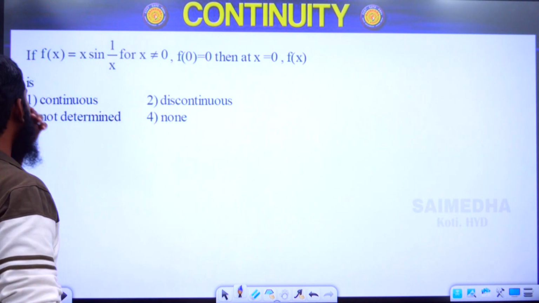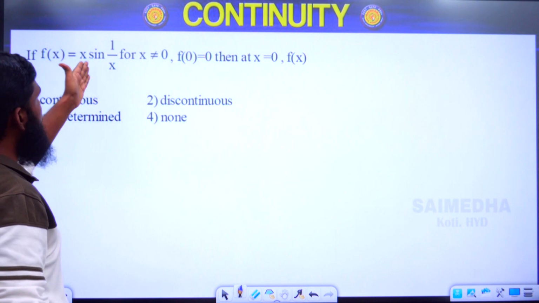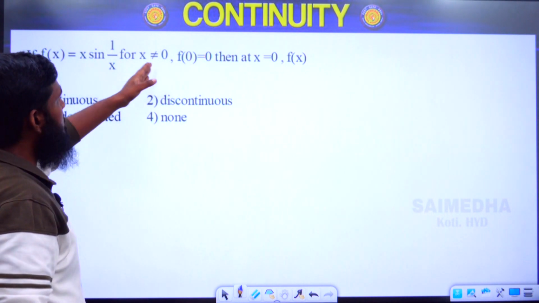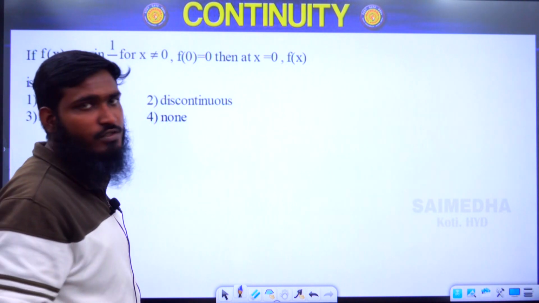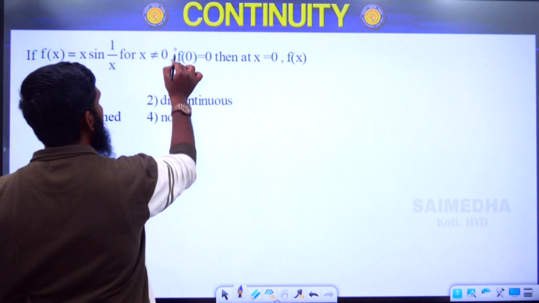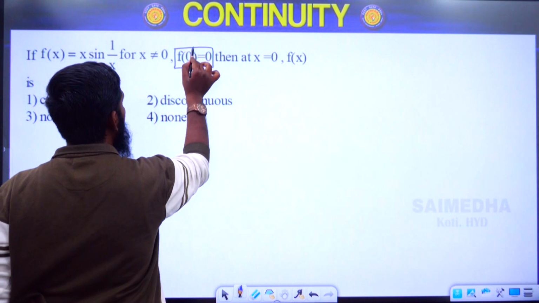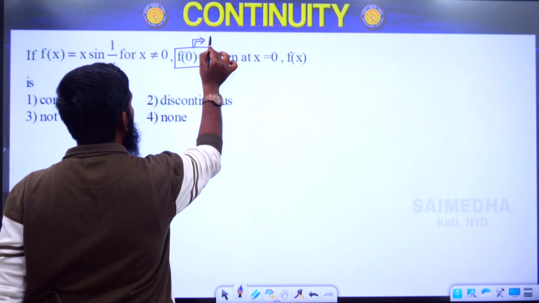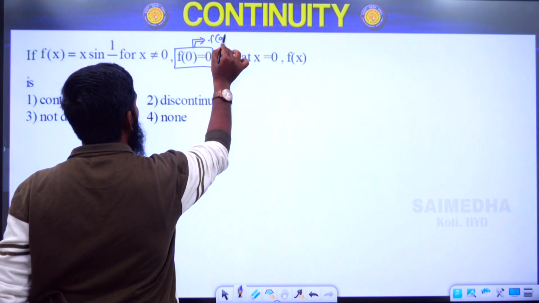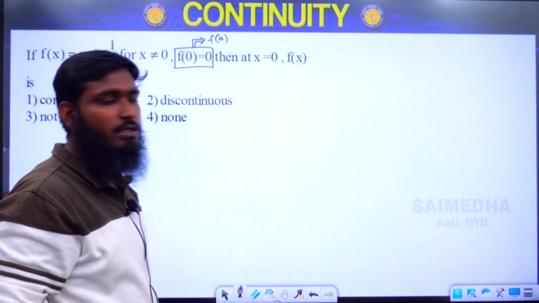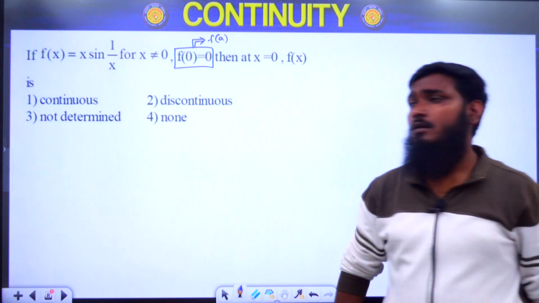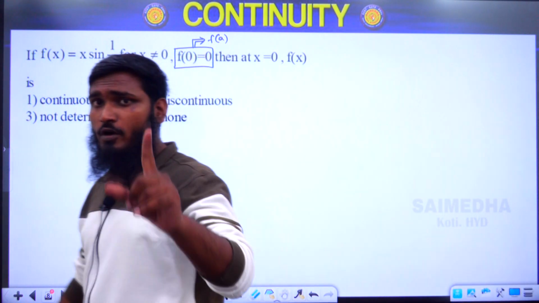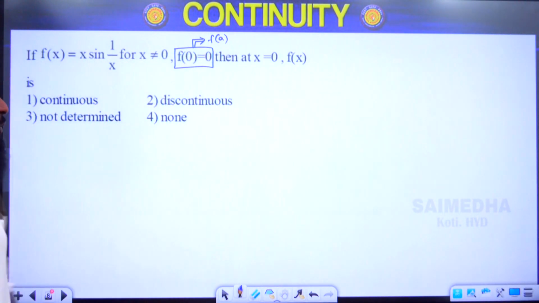Now let us see the next question. If f of x is equal to x into sine of 1 by x, for x not equal to 0, and f of 0 is equal to 0, then at x equals 0, the function is... Already the function value is given over here. What is the function value we have? The function value is 0.